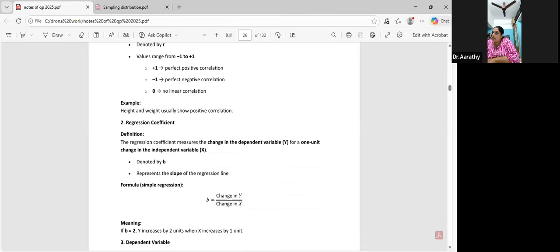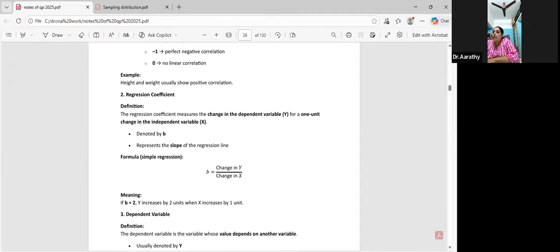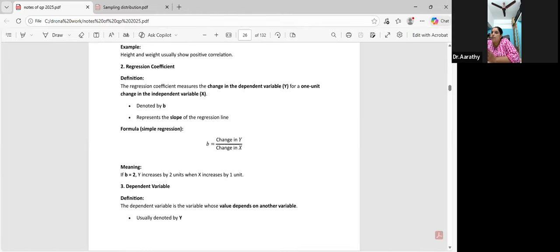And regression coefficient: the regression coefficient measures the change in the dependent variable for 1 unit change in the independent variable. That is, if you change the independent variable by 1 unit, however much change occurs in the dependent variable is the regression coefficient. For example, if 1 unit of change in the independent variable is made, then you will have some change in the dependent variable, you measure that, and that will be your regression coefficient. And the formula for simple regression is change in y by change in x.